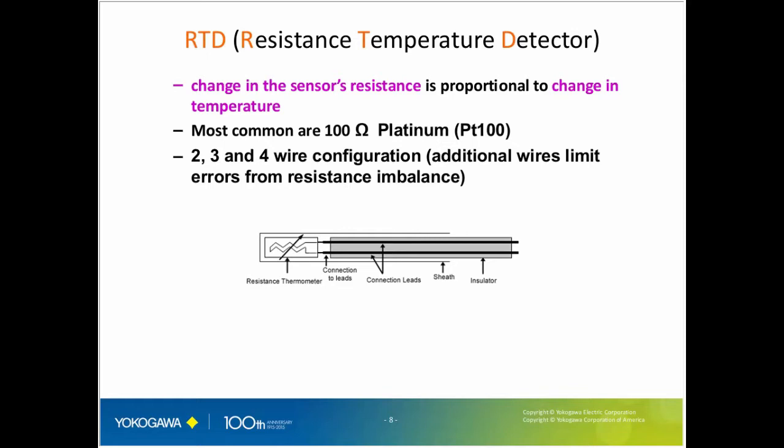RTDs come in 2, 3, and 4 wire configurations. The additional wires limit errors from resistance imbalance of the lead wires. Lead wires are used to connect the sensor to a process control instrument and can cause measurement error. Two-wire has the most extreme error from this, 3-wire gets a little bit better, and 4-wire almost eliminates this error. Three-wire is typically what you find in industry and is usually acceptable in terms of accuracy. For industrial applications, you see 3-wire, and you see 4-wire a lot in laboratories. So most people have a 3-wire PT100, which is probably the most typical RTD.